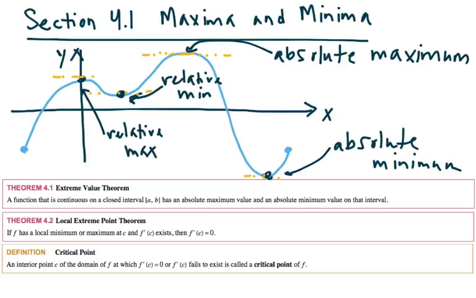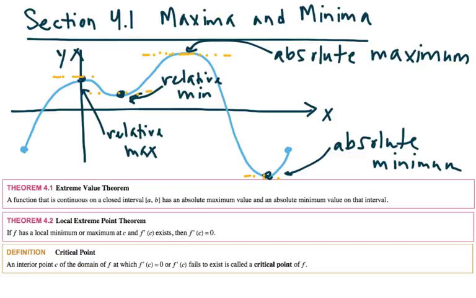Alright, so we've got some theorems that relate all these things. Theorem 4.1, the extreme value theorem, says that a function that is continuous on a closed interval [a, b] has an absolute maximum value and an absolute minimum value on that interval. Alright, so this is a nice theorem. It guarantees the existence of an absolute max and an absolute min.